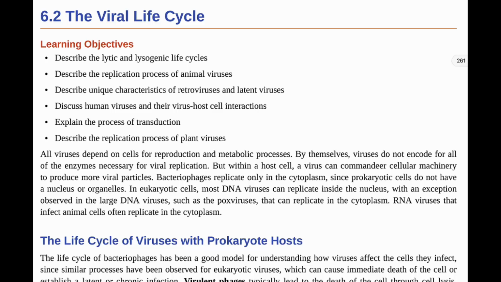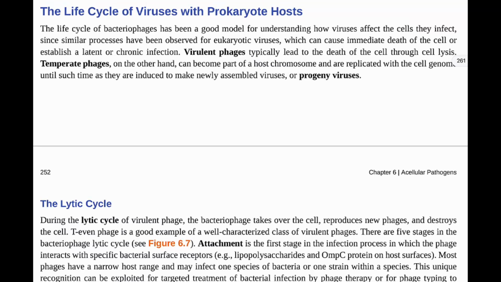Alright, so now that we've taken a look at the taxonomy and the classification of viruses and viral diseases, and then taking a look at the viruses themselves, their structure, which is quite simple, we're going to take a look at the viral life cycle. So there are two different life cycles in a virus, and we'll take a close look at both of them.